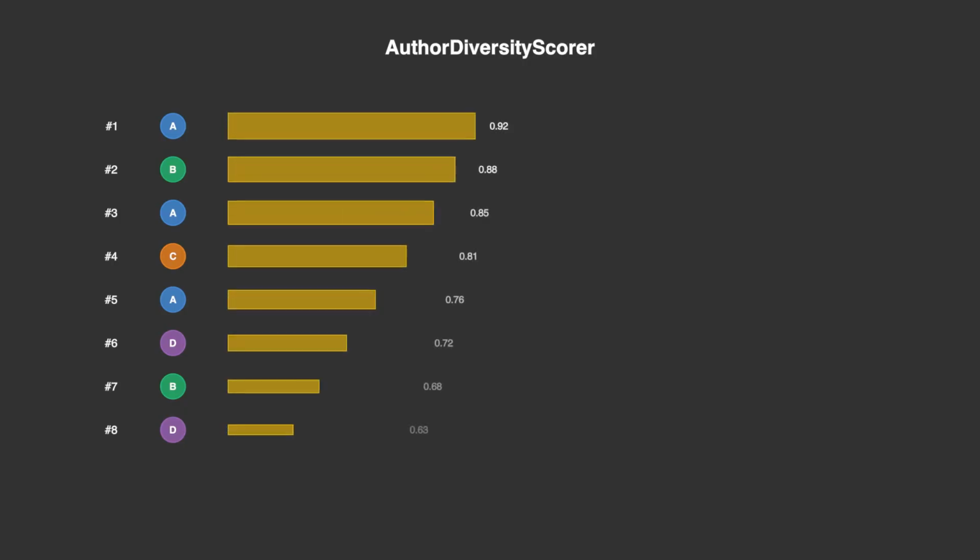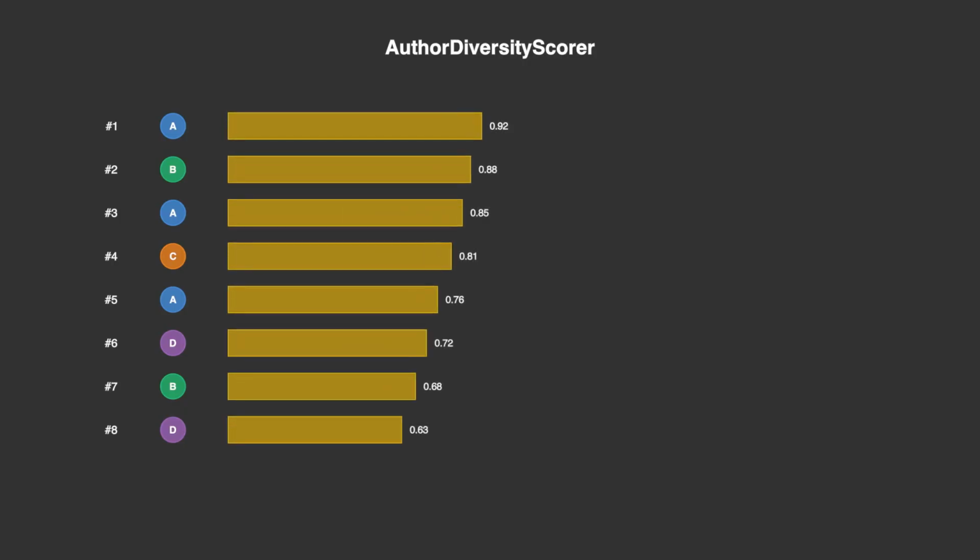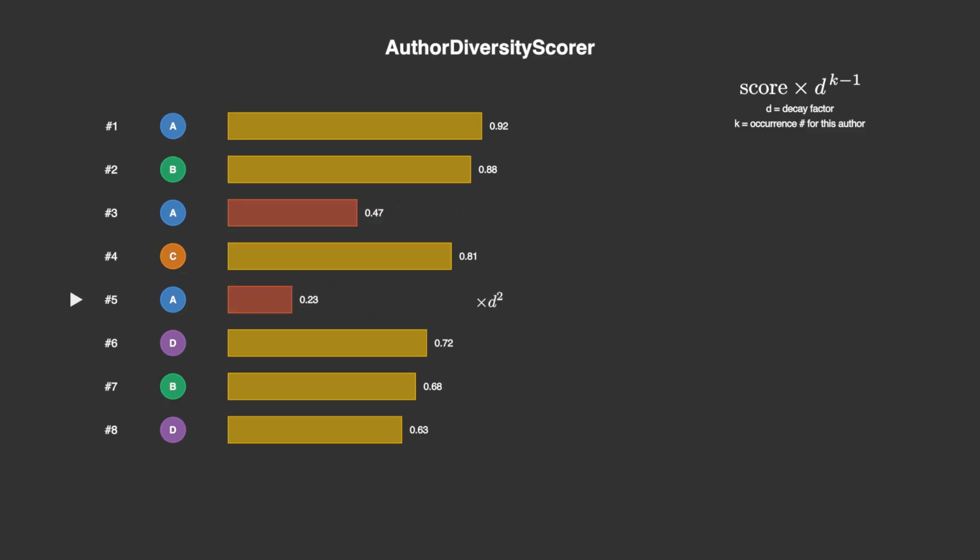Then the author diversity scorer ensures the feed is not dominated by a single prolific author. It sorts candidates by weighted score, then for each author, the second post from the same author gets its score multiplied by a decay factor, the third by the decay factor squared, and so on, with a floor to prevent complete suppression.